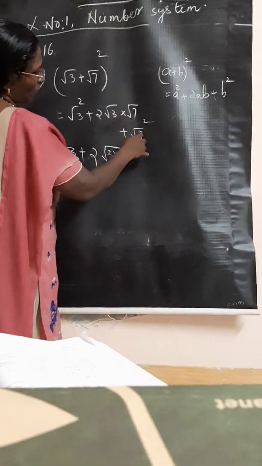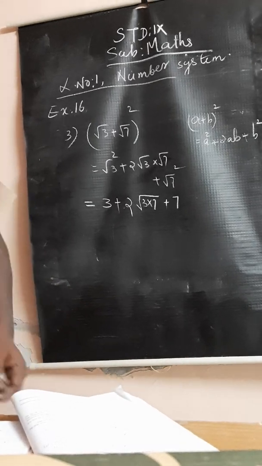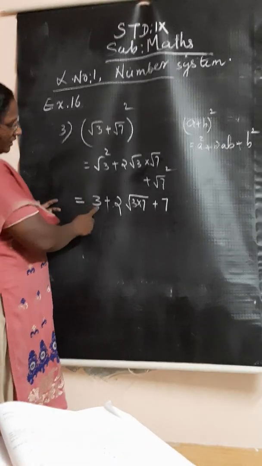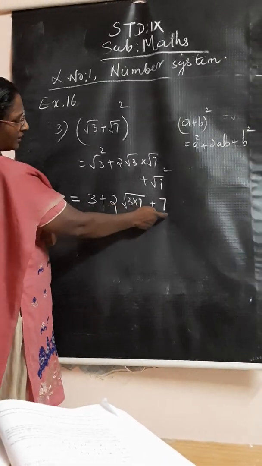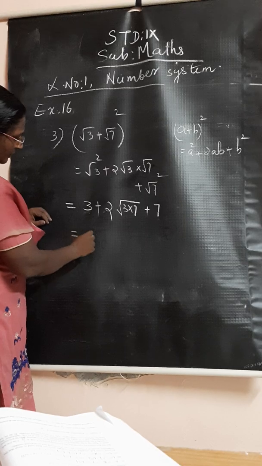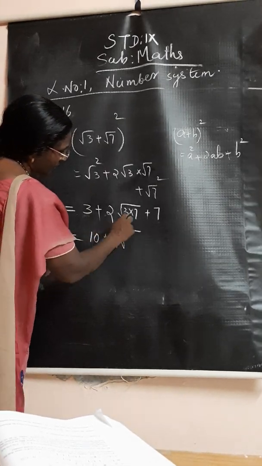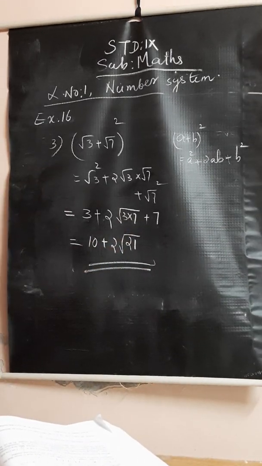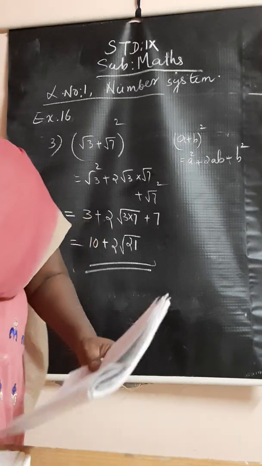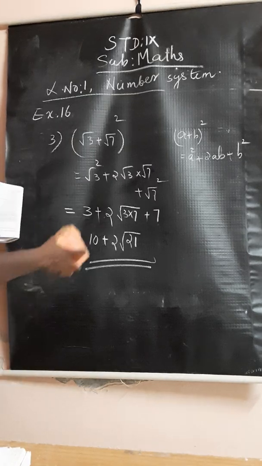plus root 7 the whole square means root 7 into root 7, so you will get 7. Now we can see 3 is rational and 7 is rational, so you can add 3 and 7 together. 3 plus 7, how much is coming? 10. Plus 2 root 3 into 7, 21. Okay. So 10 plus 2 root 21. Then next, now the last question of the example.